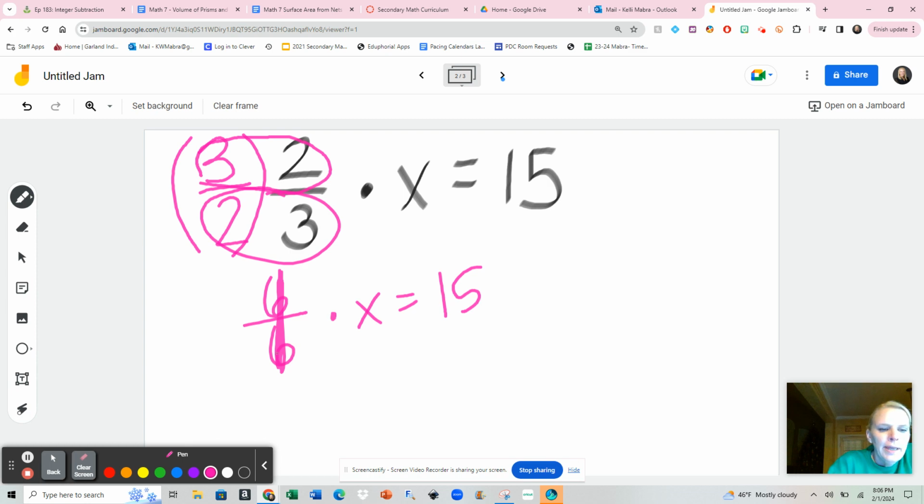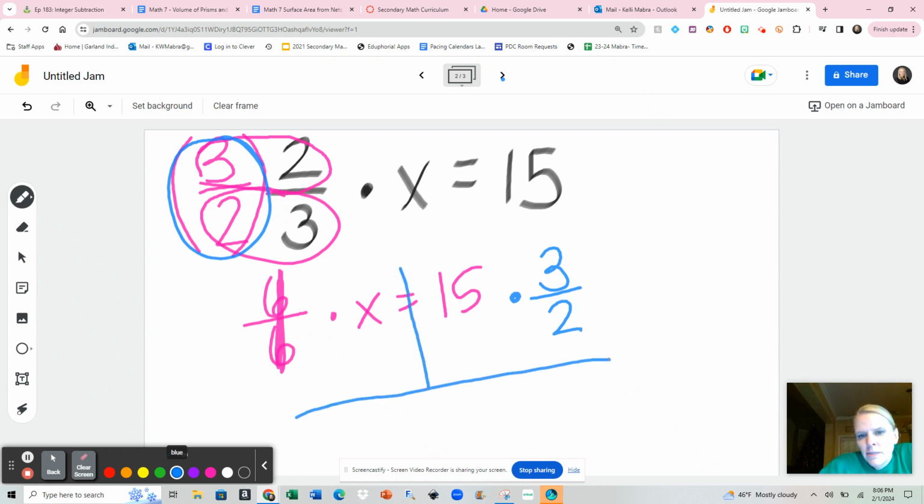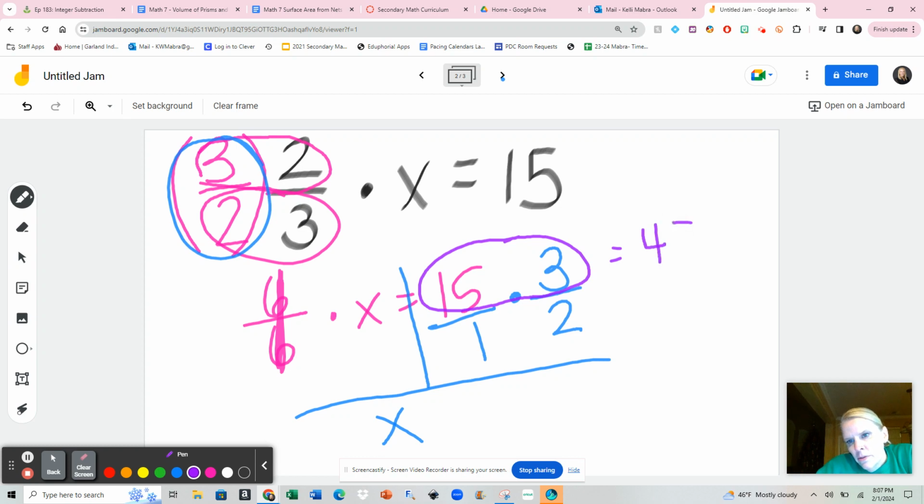So what are you multiplying by? Got to go back up to that reciprocal right here. And we're going to multiply 15 times 3 over 2 because our starting number was that 2/3. So then, kind of cancel, move it over like this. X will be by itself. If you want to put a 1 right here, you can do that. And we multiply across. So 15 times 3 is equal to 45. And 2 times 1 is going to be equal to 2.